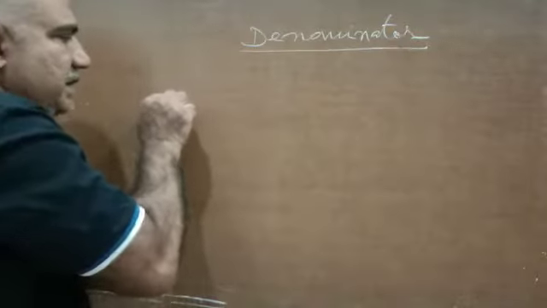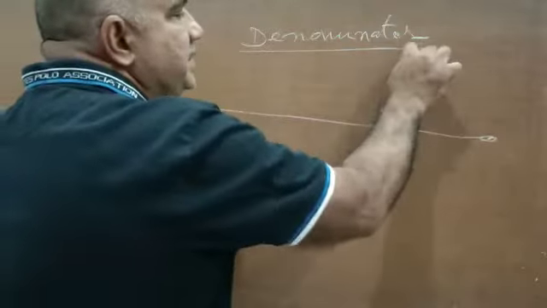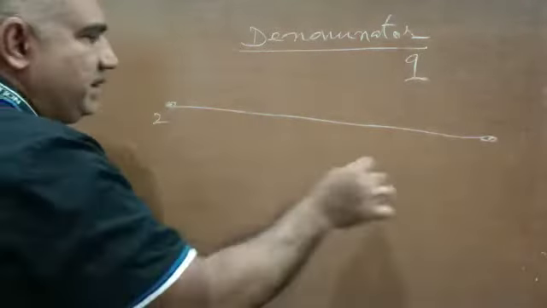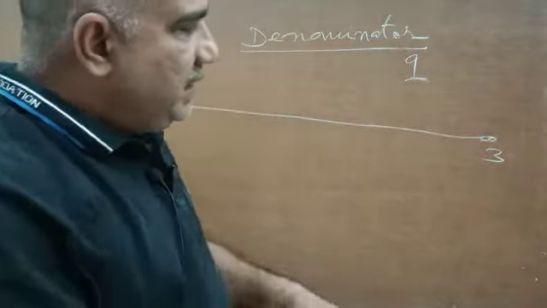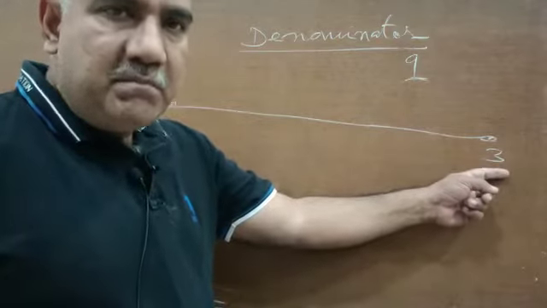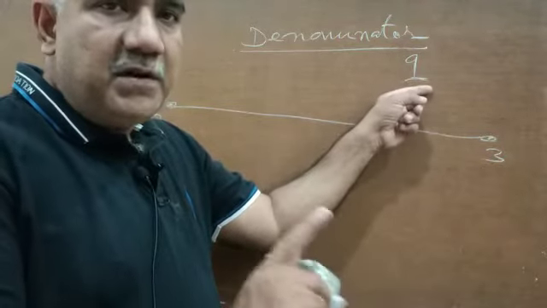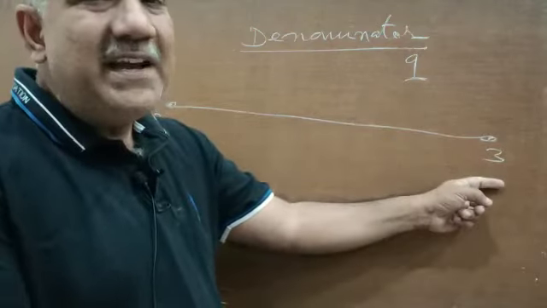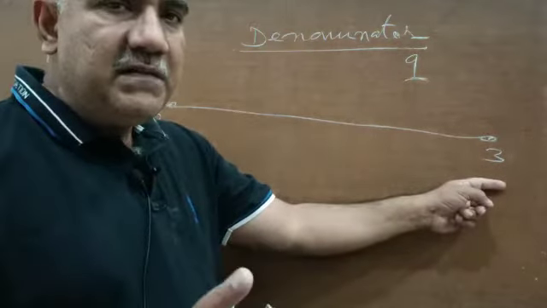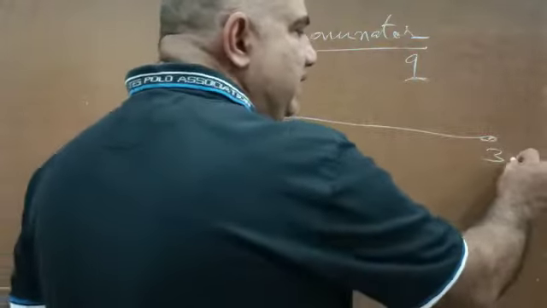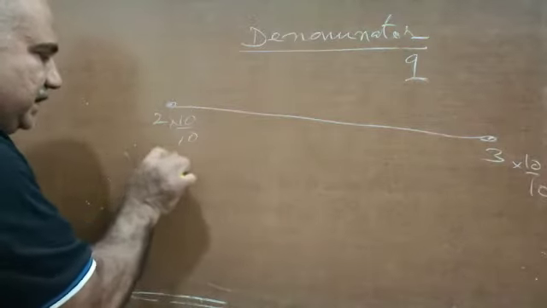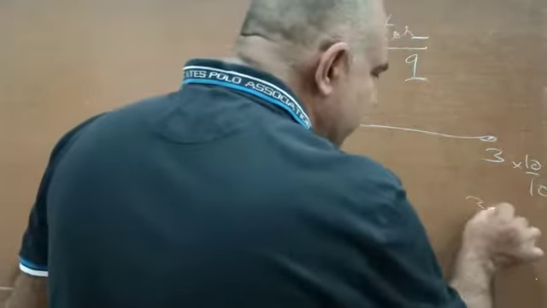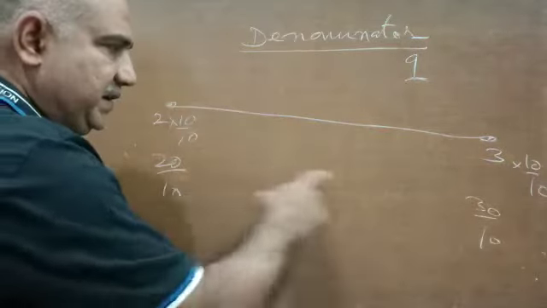Coming to the next example, let us say we want to insert 9 rational numbers between 2 and 3 again. As the procedure demands, for getting 9 numbers between these two, this must have 10 as denominator. But again, another requirement is that the value should not change. So I will write this as 10 by 10 and that as 10 by 10. This becomes 20 by 10, that becomes 30 by 10.